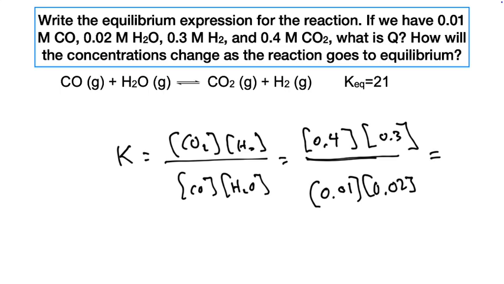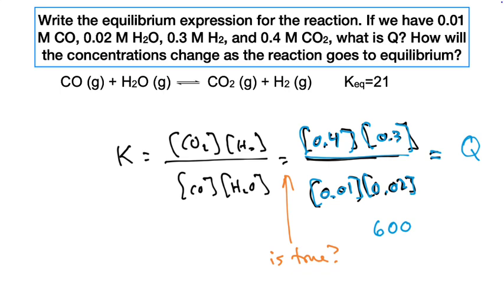The K and Q are both solved the same way. And if we color-coded it, what we just did was plugged in all of those numbers to get my Q. And now what I'm asking is, is this true? Is that equality valid? Okay, so 0.4 times 0.3, did you calculate it all for me already? 600. What was the KEQ supposed to be? It's given to us in the question, 21.